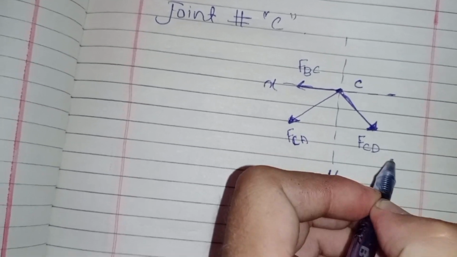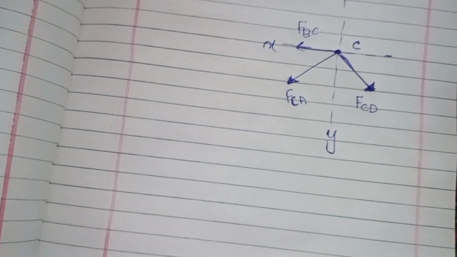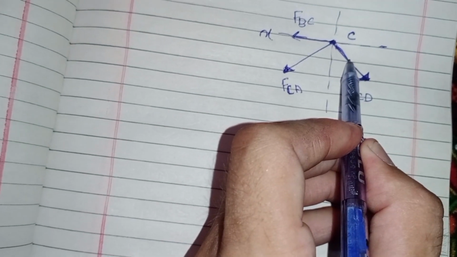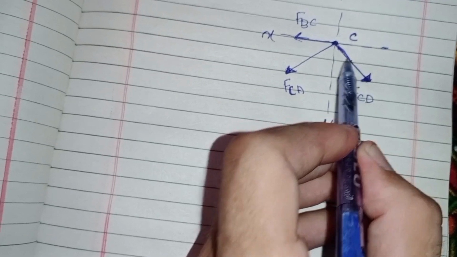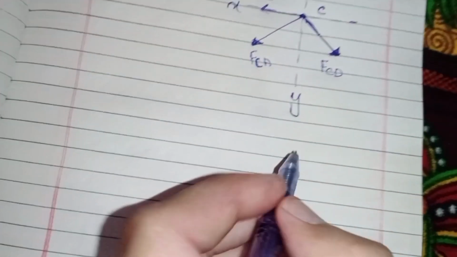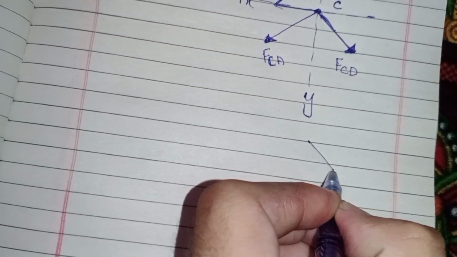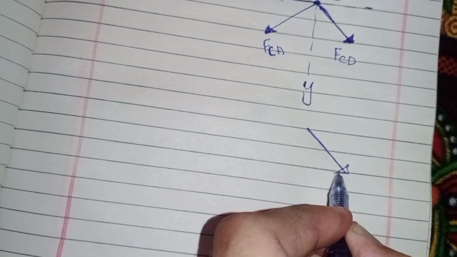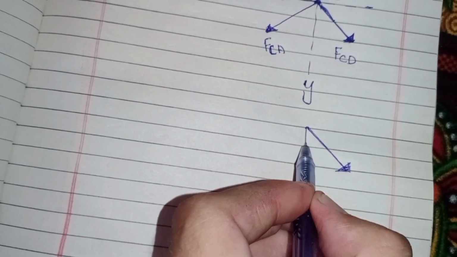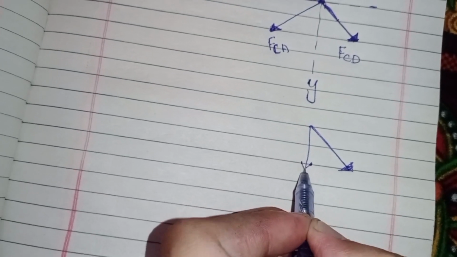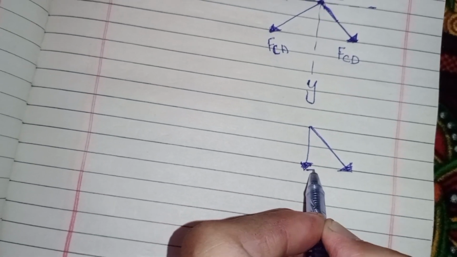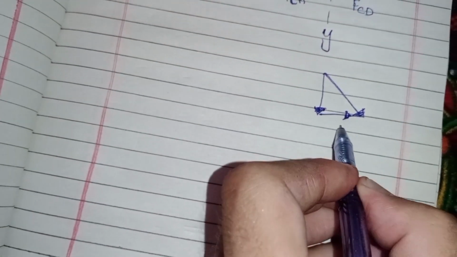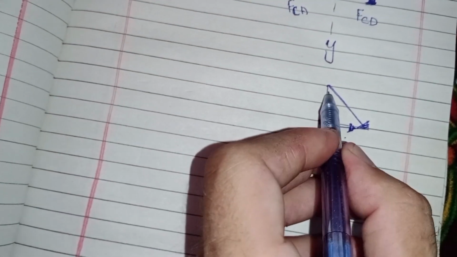FCD or CD or DC. Okay, so first of all I want to resolve it into components, then I find. So first of all I resolve this force into components. One component is vertical, I resolve it by the head to tail rule, and the other is the horizontal component.